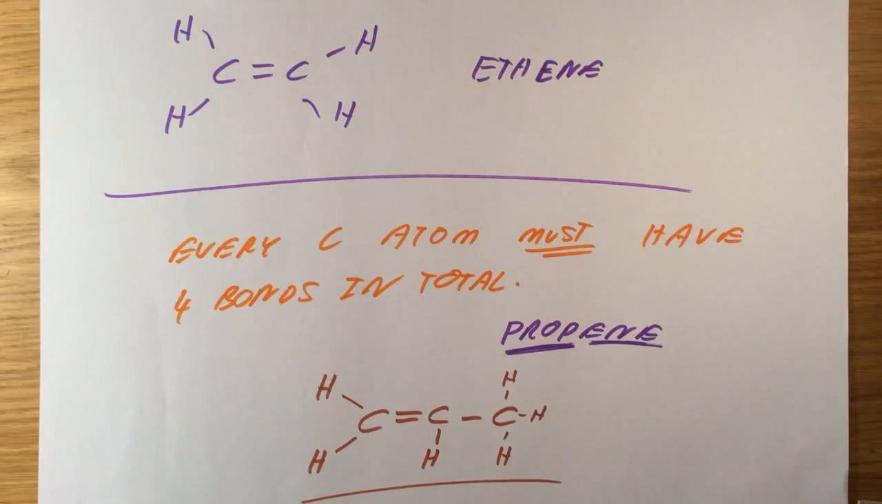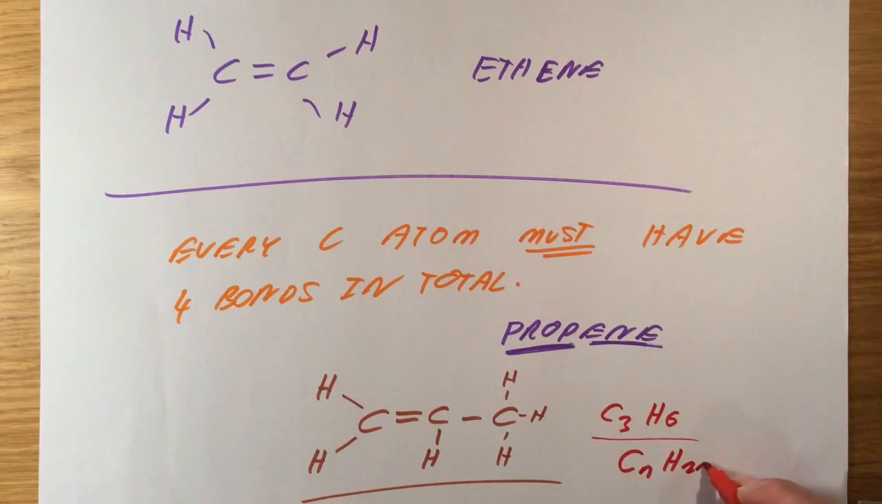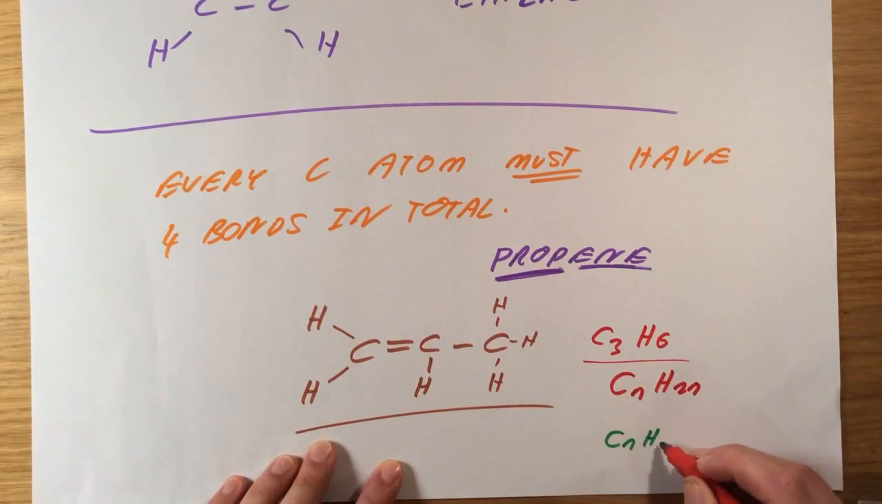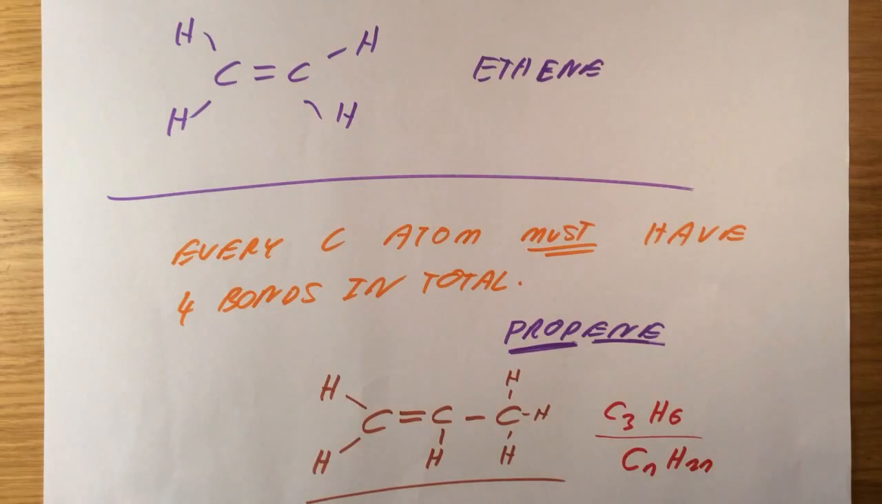When it comes to writing the chemical formula of alkenes, it's dead straightforward. With this one we've got 3 carbons and 1, 2, 3, 4, 5, 6 hydrogen atoms. To get from the number of carbons to the hydrogens, you simply double the number of carbons. The general formula is pretty straightforward. It's just CnH2n. So we simply double the number of carbon atoms to get the number of hydrogens. Remember that for an alkane, the general formula is CnH2n+2.